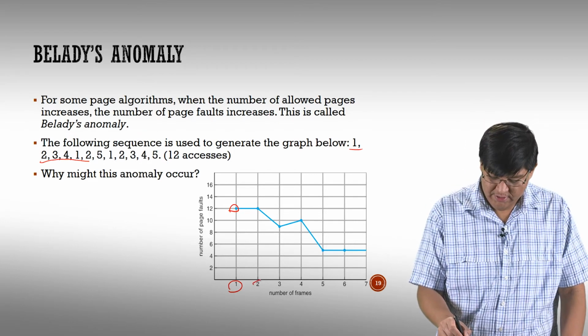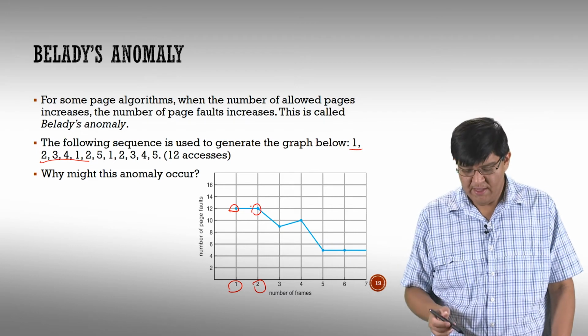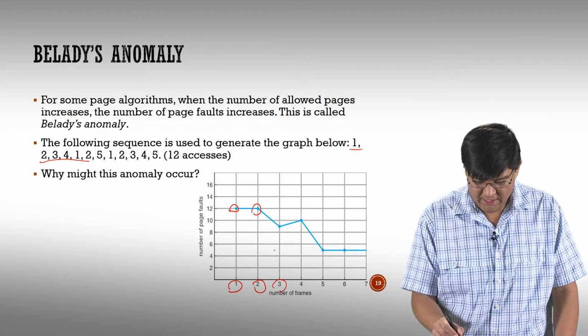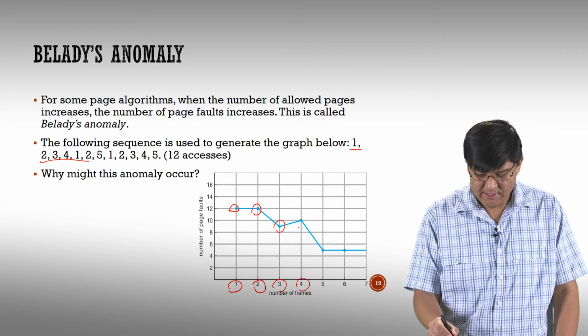Then I go to 2, and 2 doesn't really help things. I still have 12 page faults. Then I go to storing 3 pages. All of a sudden I jump down. Now I have only 9 page faults. And then I go to 4, and when I do 4, I jump back up to 10 page faults.